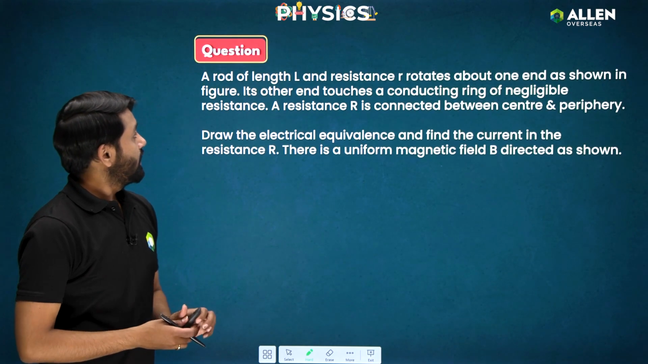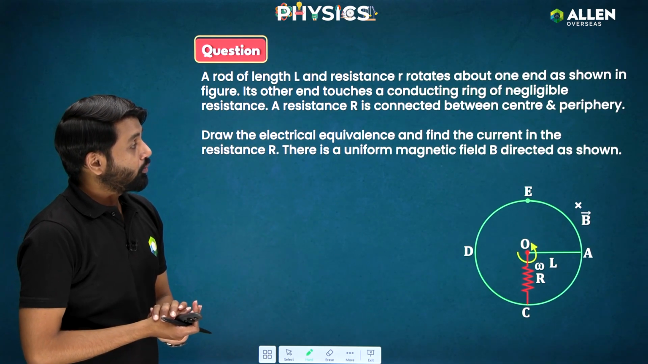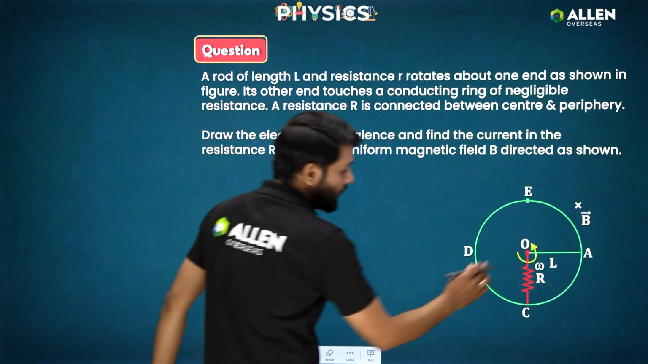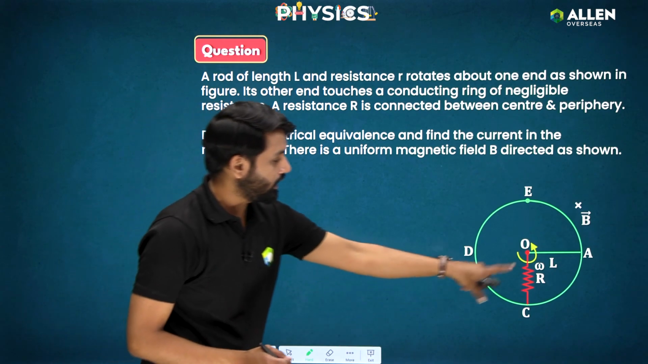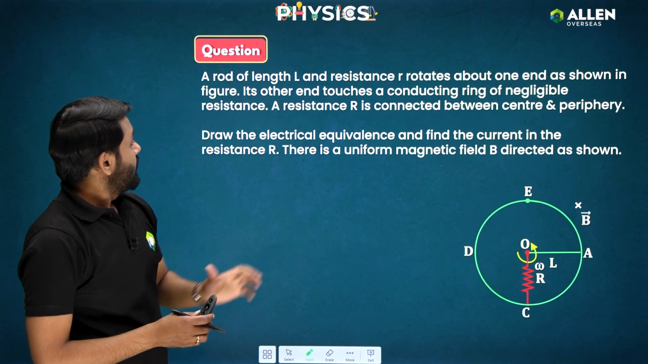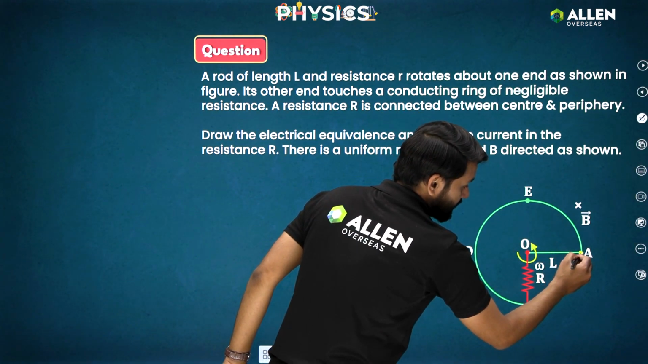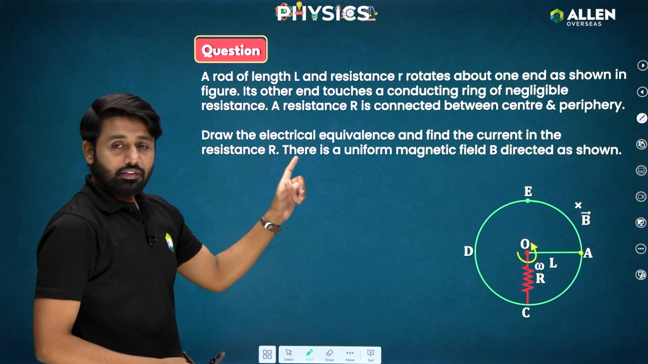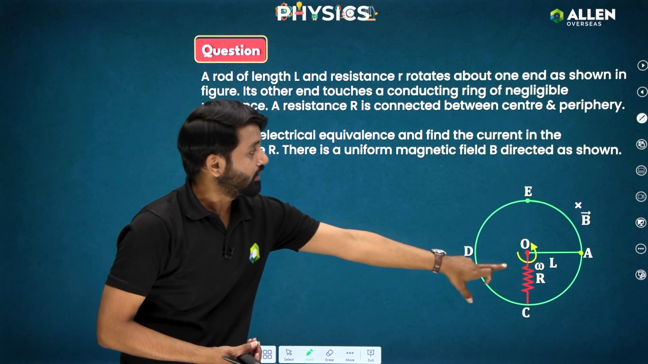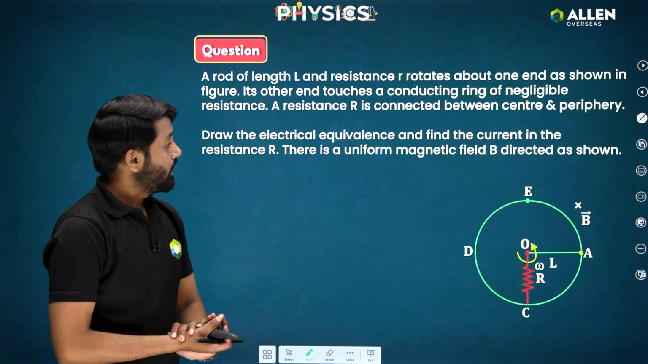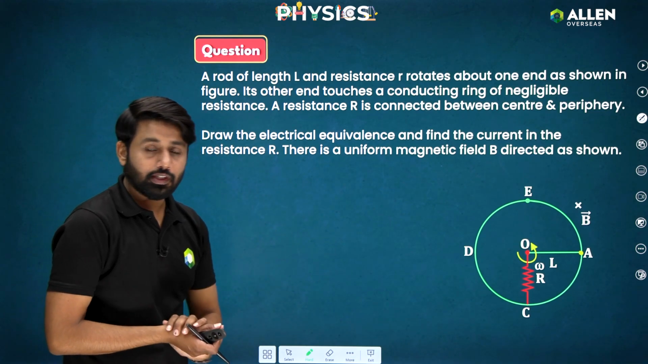So the question is, a rod of length capital L and resistance small r rotates about one end as shown in the figure. So this OA is the rod, right? The length of this rod is given as capital L and it is rotating with angular velocity omega. Its other end touches a conducting ring. So this is a conducting ring and this end is touching it. The resistance of this ring is negligible. A resistance capital R is connected between center and periphery. So this is capital R. After that, draw the electrical equivalence and find the current in resistance capital R.